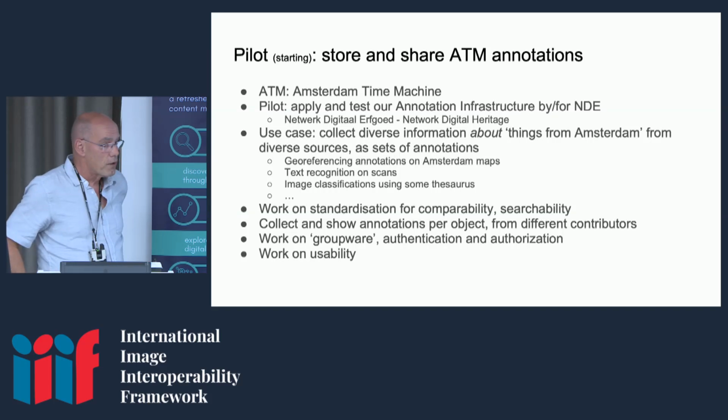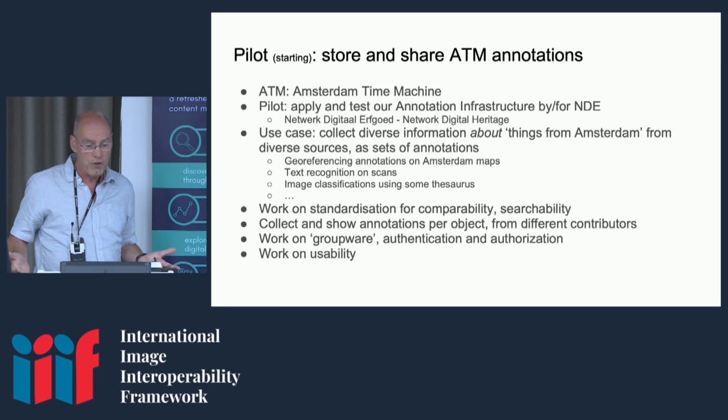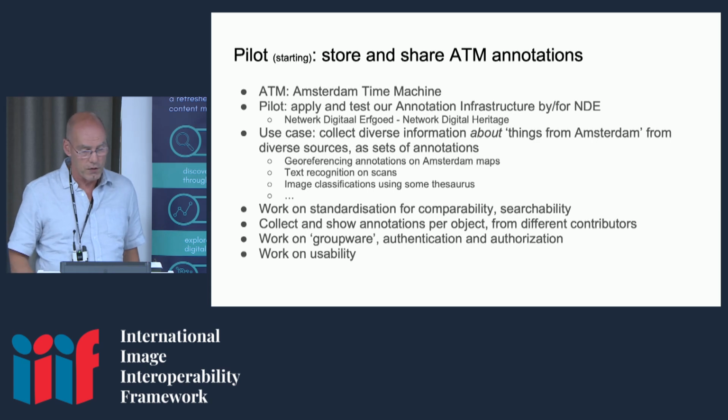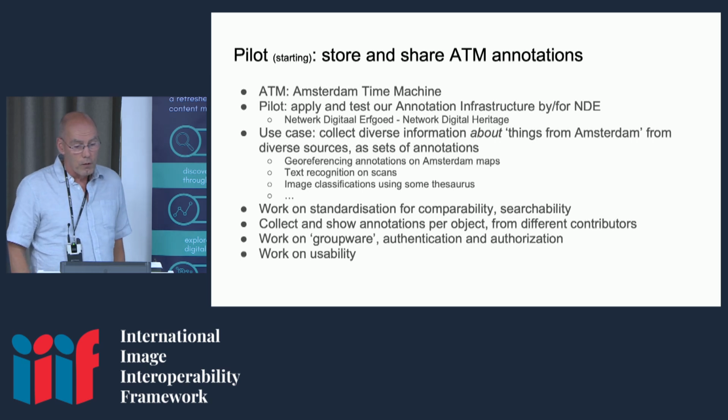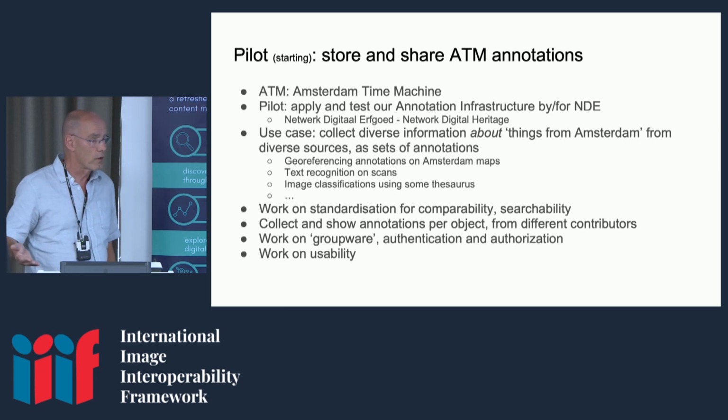And a pilot that we are starting is with the Amsterdam Time Machine. We want to test this for the Amsterdam Time Machine, but also for the Network Digital Heritage in the Netherlands, because they want to find out in how far these types of annotation scenarios suit their needs properly. What we expect is that we will receive quite diverse annotation information from different sources, like georeferencing annotations or text recognition derived from scans, or image classification in some way.